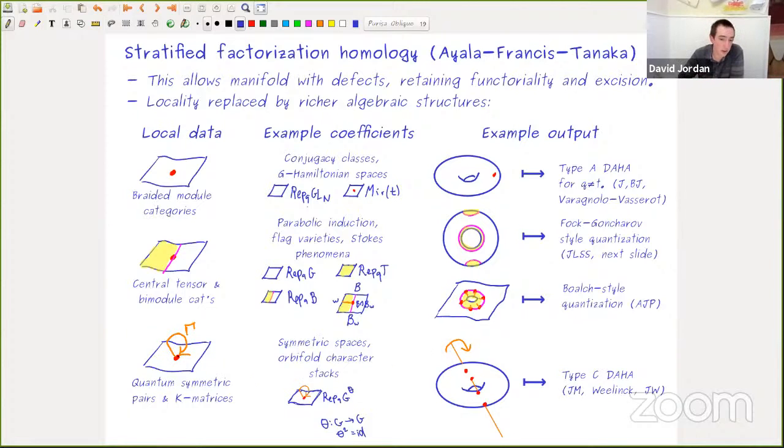Let me just mention one other type of singularity that you can study, which is orbifold singularities. So far these were just ordinary defects, but there's not been a lot of work on factorization homology of orbifolds, but Tim Wielink has studied them in the context of what are called quantum symmetric pairs and universal K matrices. So this is another big topic in quantum algebra, quantum topology, understanding these quantum symmetric pairs, and what Tim shows is that they are the local coefficients for an orbifold factorization homology if your group is just Z2. So again, the kind of inputs you might consider are like symmetric spaces, and the kind of outputs you get are orbifold character stacks.